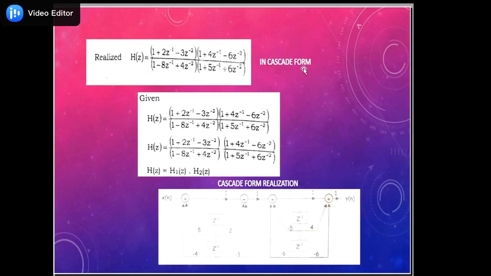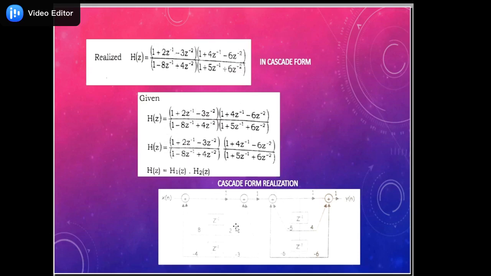Next problem, realize h of z is equal to 1 plus 2z inverse minus 3z to the power minus 2 divided by 1 minus 8z inverse plus 4z to the power minus 2, multiplied with 1 plus 4z inverse minus 6z to the power minus 4 divided by 1 plus 5z inverse plus 6z to the power minus 2. Then you have considered the same h1 of z, h2 of z, and you draw the structure with respect to this. First, suppose you have considered h1 of z.